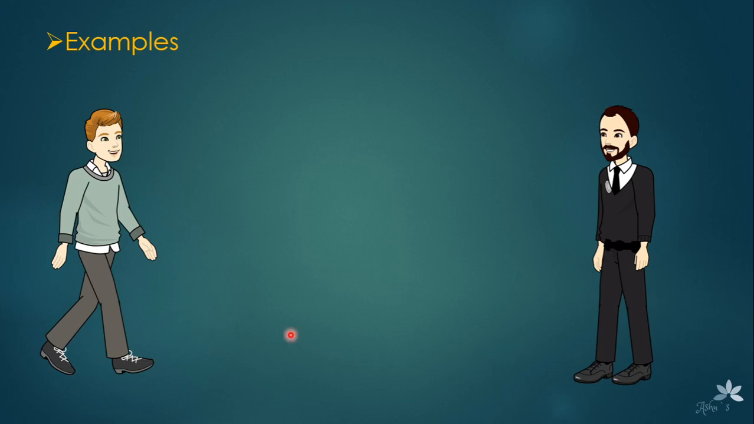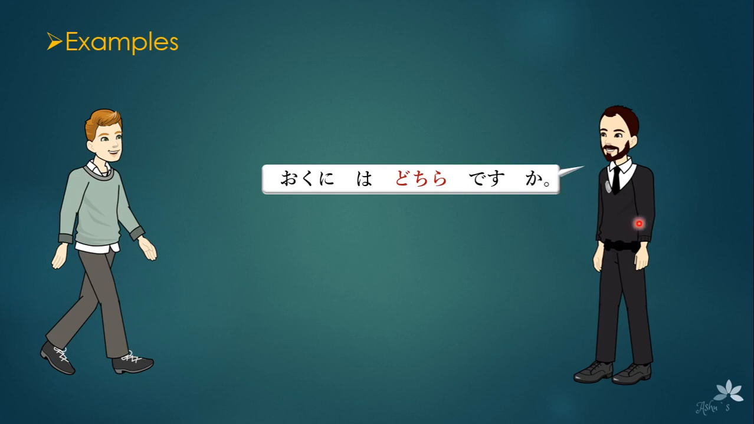Friends, there are a few more uses of the word dochira. Let's understand and learn them with these examples. Now he's asking, Okuni wa dochira desu ka? Okuni means your country and dochira here means which.